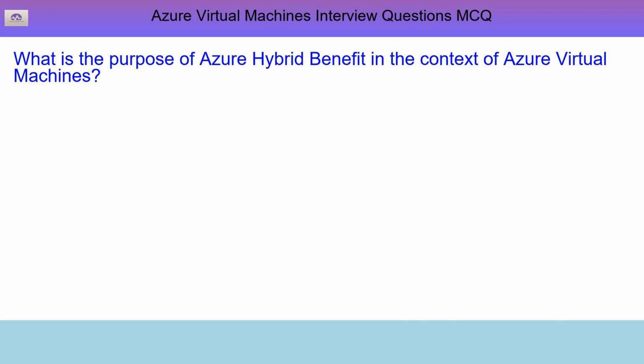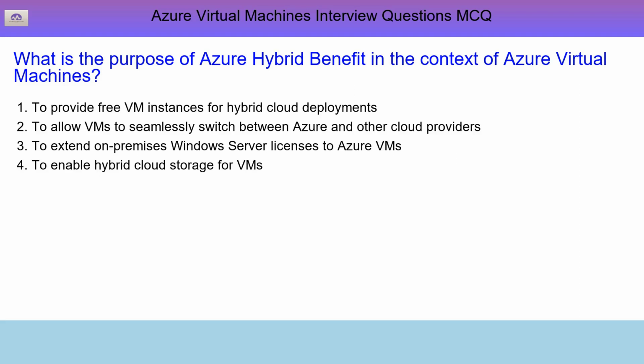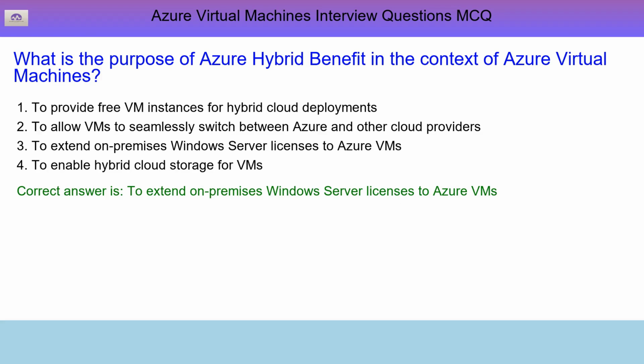What is the purpose of Azure Hybrid Benefit in the context of Azure Virtual Machines? Here are your options. 1. To provide free VM instances for hybrid cloud deployments. 2. To allow VMs to seamlessly switch between Azure and other cloud providers. 3. To extend on-premises Windows Server licenses to Azure VMs. 4. To enable hybrid cloud storage for VMs. The correct answer is to extend on-premises Windows Server licenses to Azure VMs.